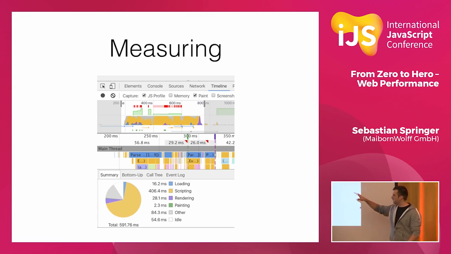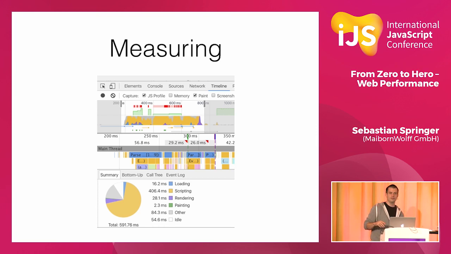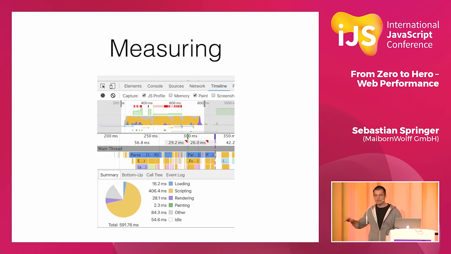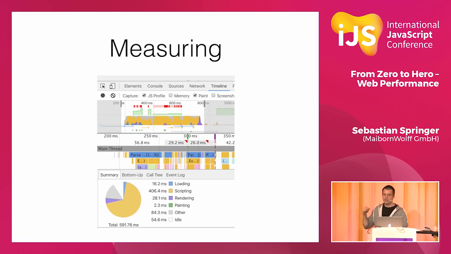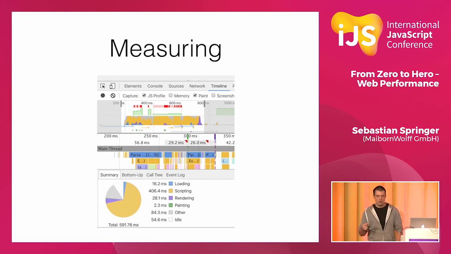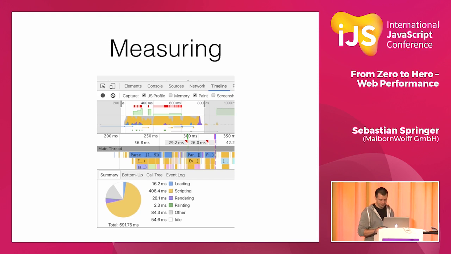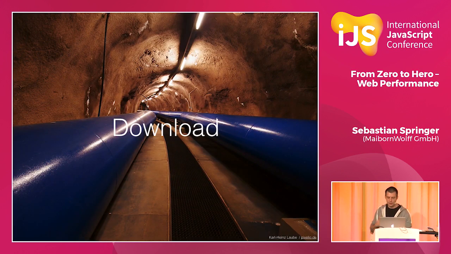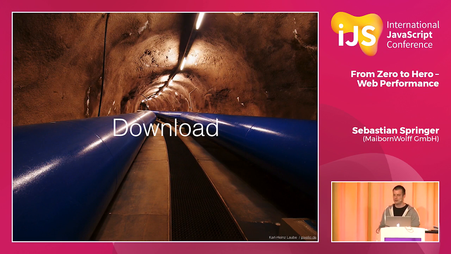When the rendering piece or the painting piece is big, you know you have to have a look at this section of your page. So this is the first step into optimizing your application. But before we start optimizing our content, the content has to get somewhere to the browser. And the first thing to optimize is downloading stuff.